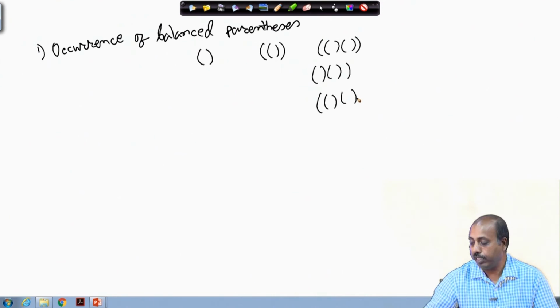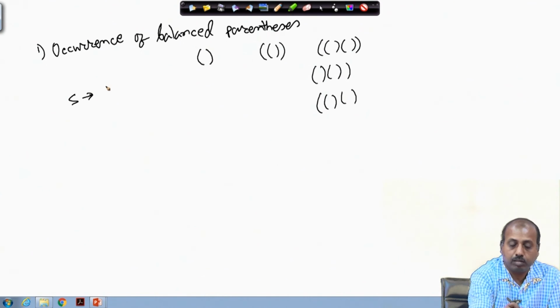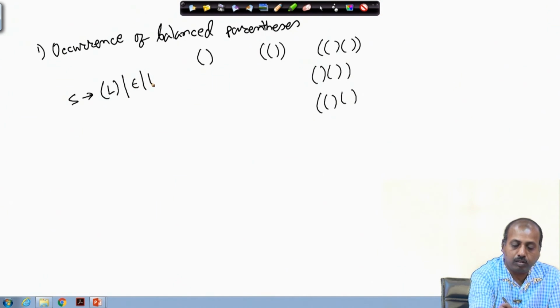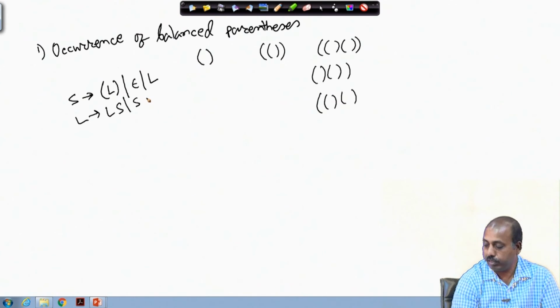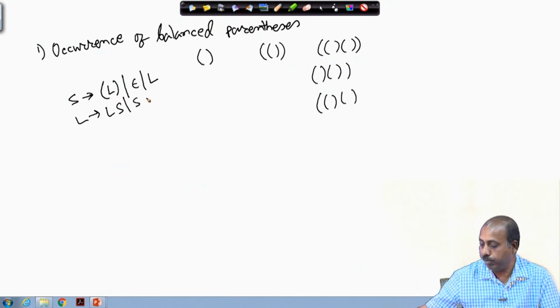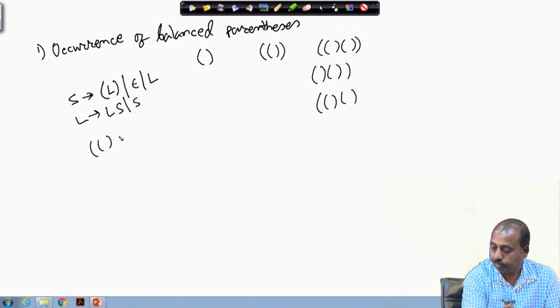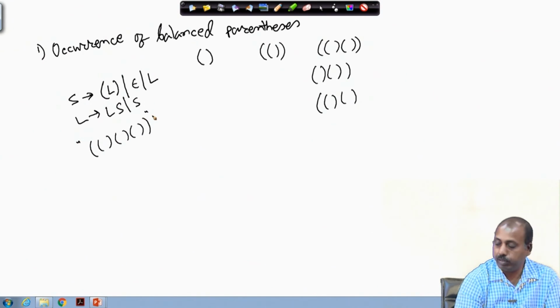The grammar for this balanced parenthesis is like this. S producing within bracket L, or epsilon, and this L gives L S or S. So for example, suppose we try to derive some parenthesized string like this one. Suppose we want to derive this particular string.